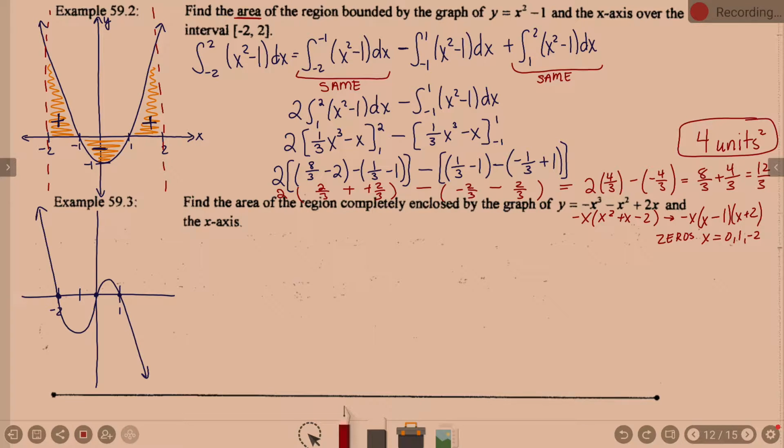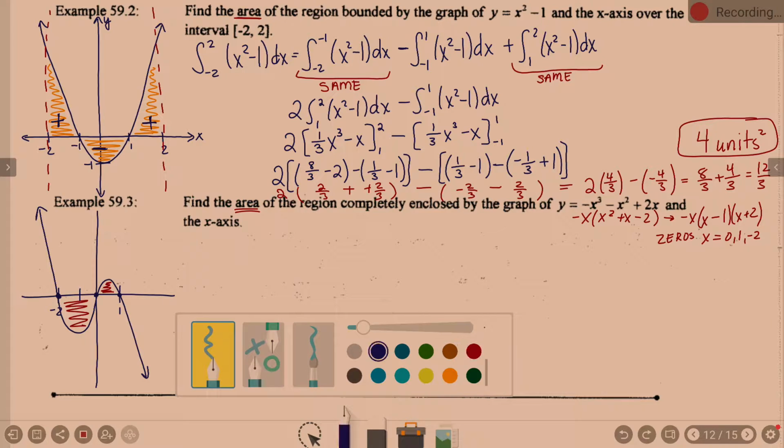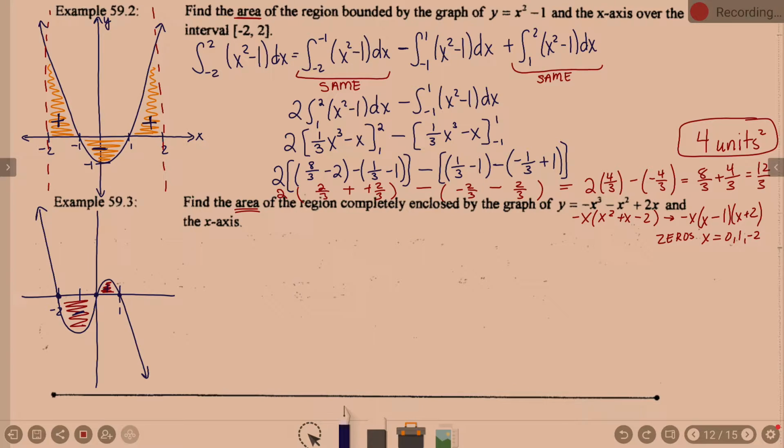So, if we're trying to find the area here, how many sections do we have? 2. Yeah, and it didn't give me boundaries here, did it? Completely enclosed by the graph and the x-axis. So there is the valley and the mountain. What do we know about the valley? It has a negative value, and the mountain is positive.